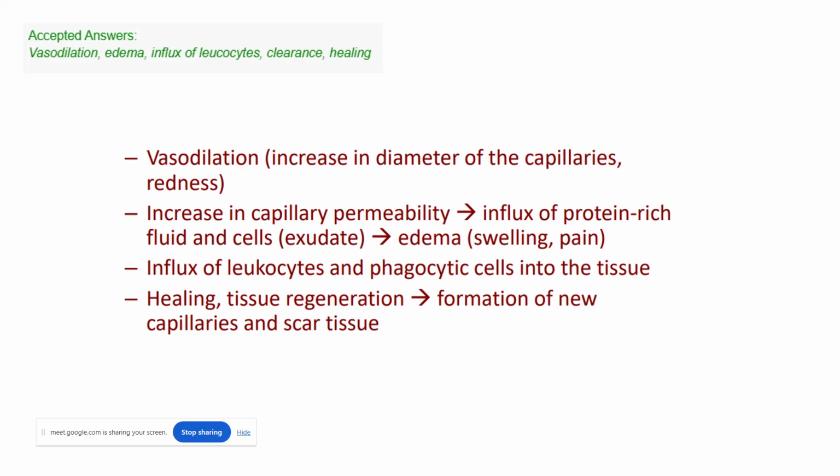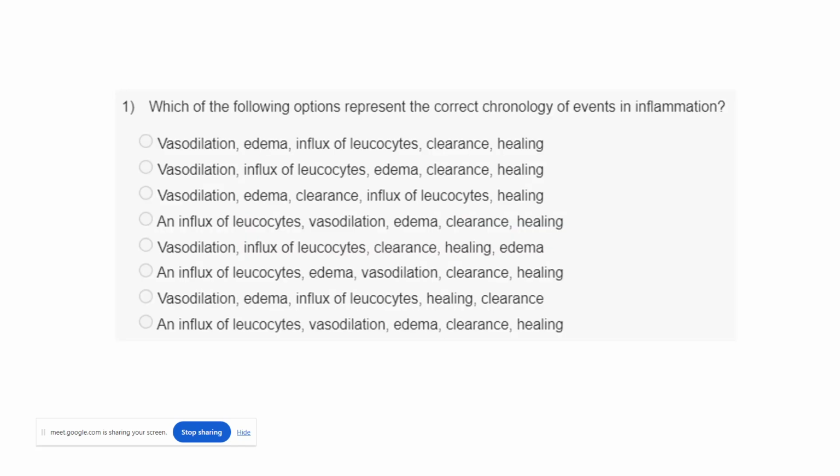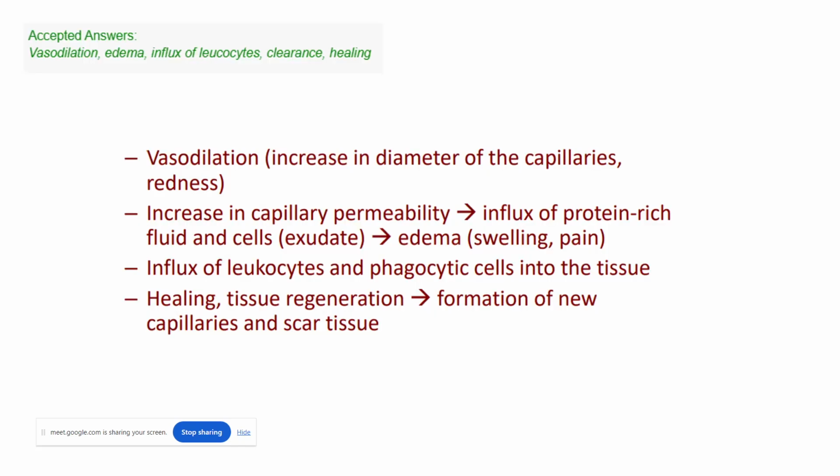Vasodilation, then edema, then influx of leukocytes, followed by clearing and healing is the correct representation of the chronology of events during inflammation. In vasodilation, the blood vessels dilate and increase in diameter. The capillary's diameter increases, leading to reduction in velocity of the blood flow, as well as increased permeability of these capillaries that leads to influx of various protein rich fluids and cells, which forms the edema.